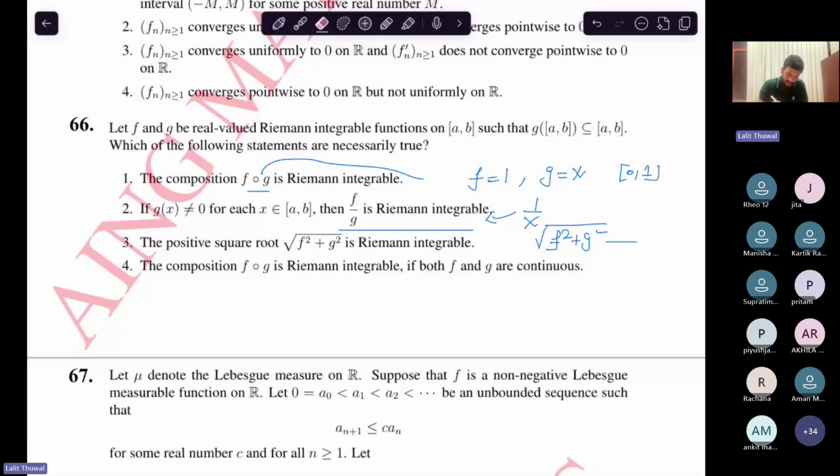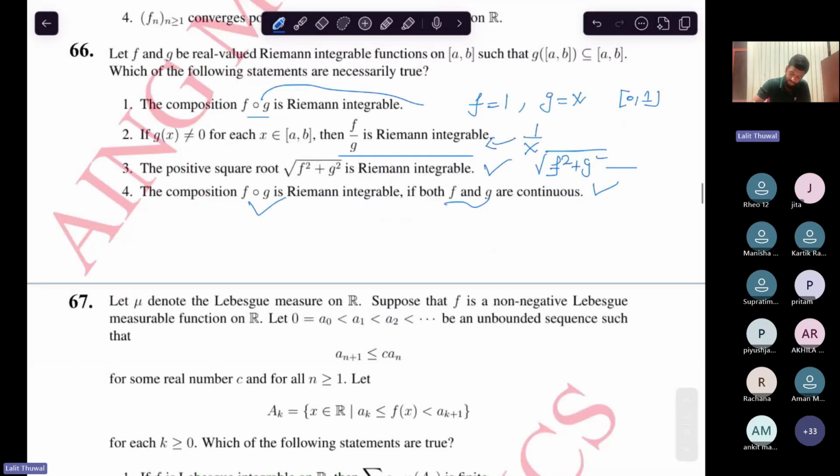The same thing is that if f and g are continuous, then their composition is continuous, and a continuous function on a closed and bounded interval is Riemann integrable. So this is correct. Okay.